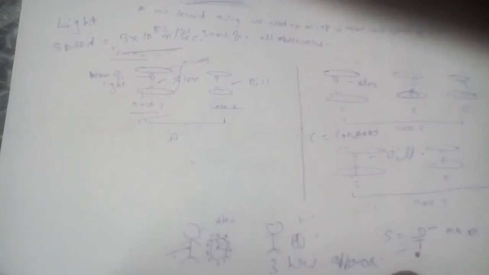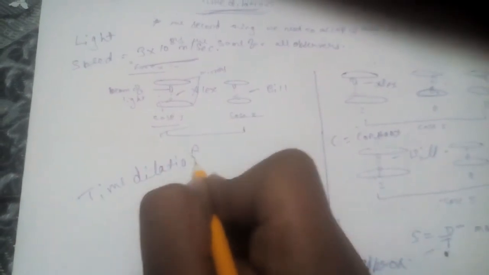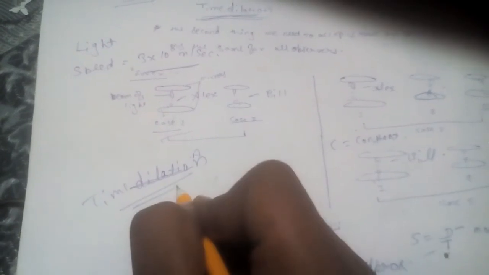When you compare the two times, the time of Alex and the time of Bill, time has slowed down for Alex. This is called time dilation. I have one more example for time dilation.